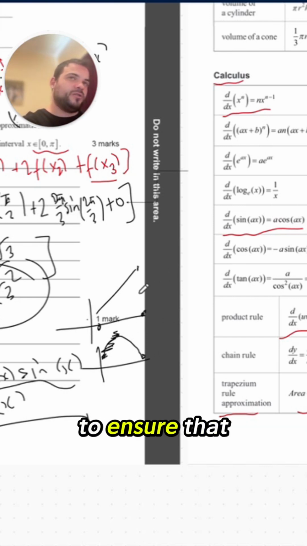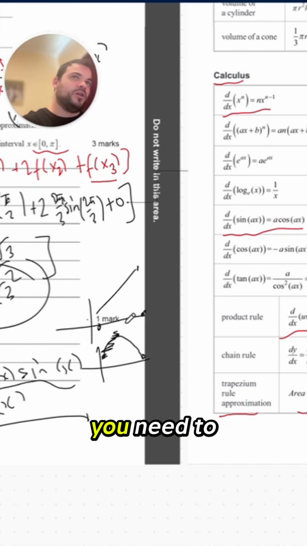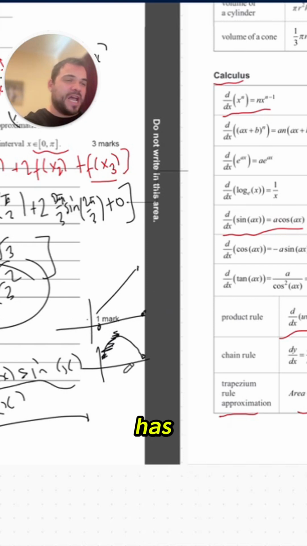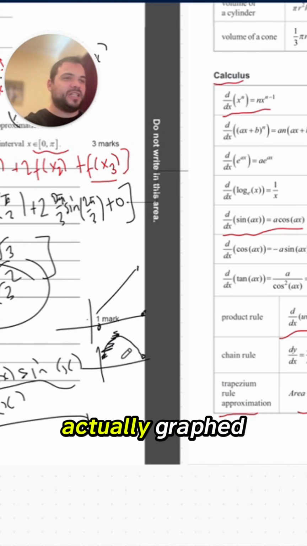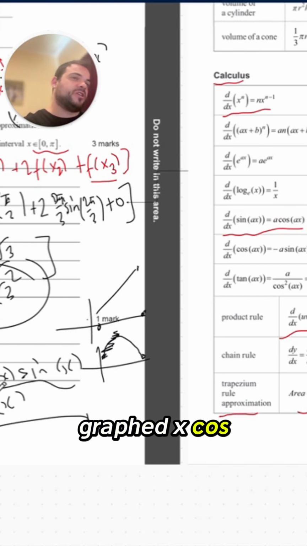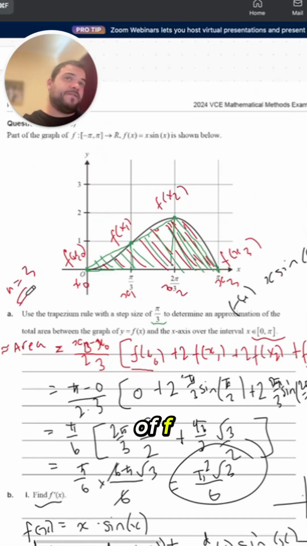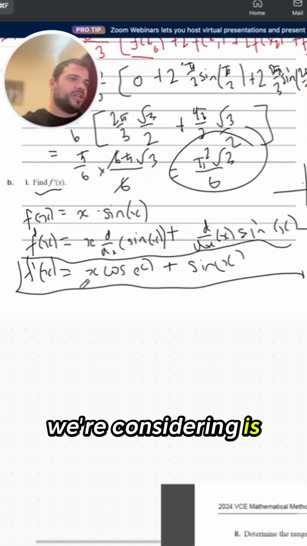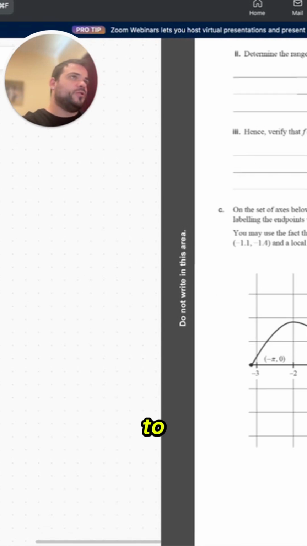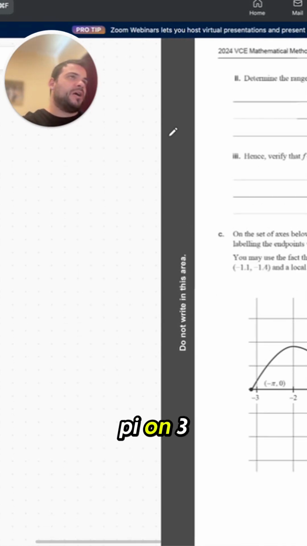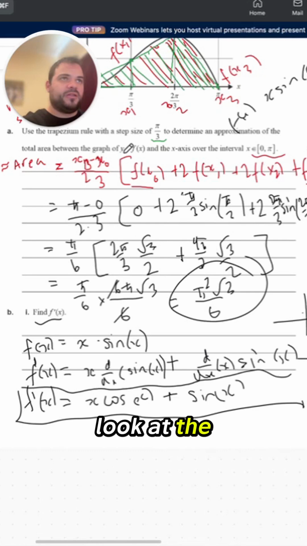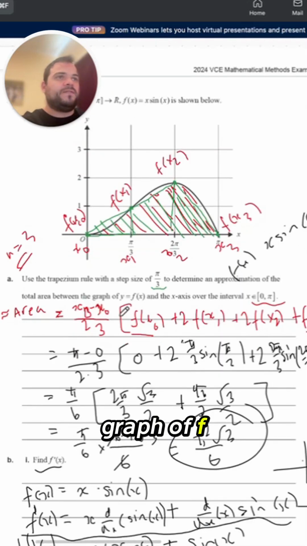So in order to ensure that you have the full range of a function over an interval, you need to know what kind of behavior it has. So we haven't actually graphed x cos x plus sine x. But what we do have is a graph of the function f. The interval that we're considering is from pi on 2 to 2 pi on 3. So if we look at the graph of f, then we should work out where pi on 2 is.